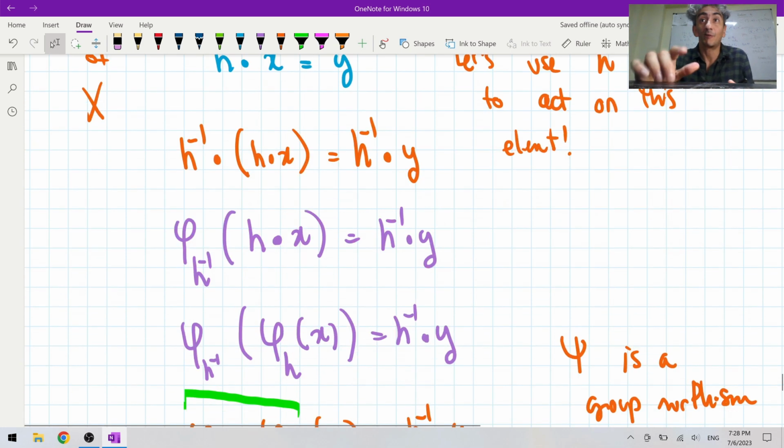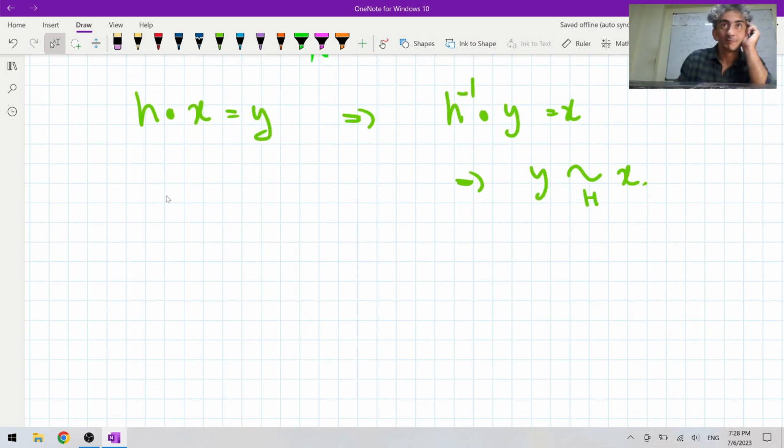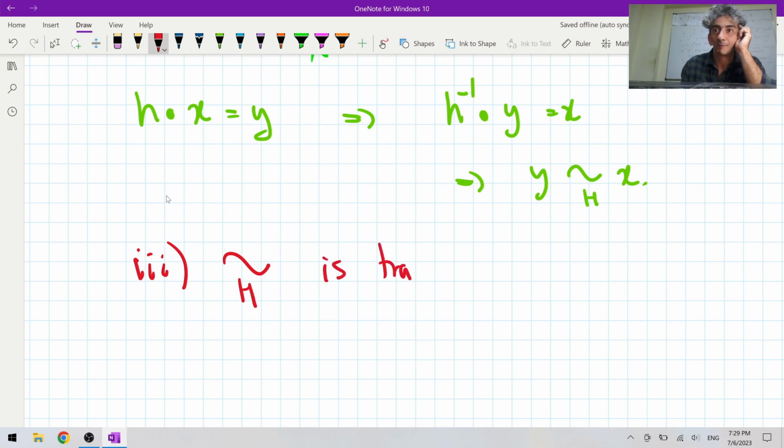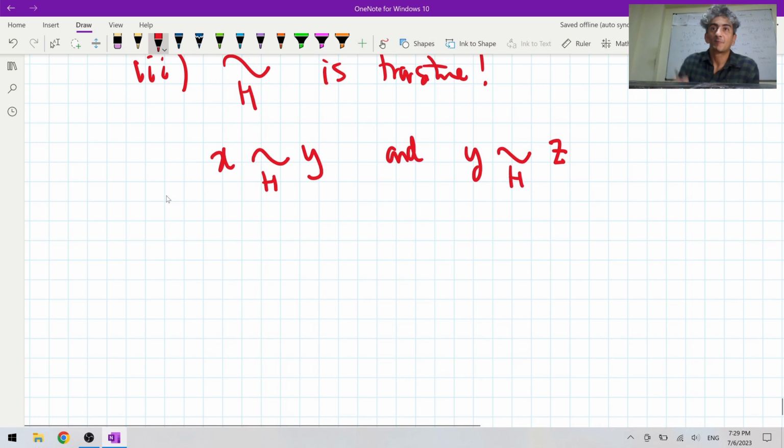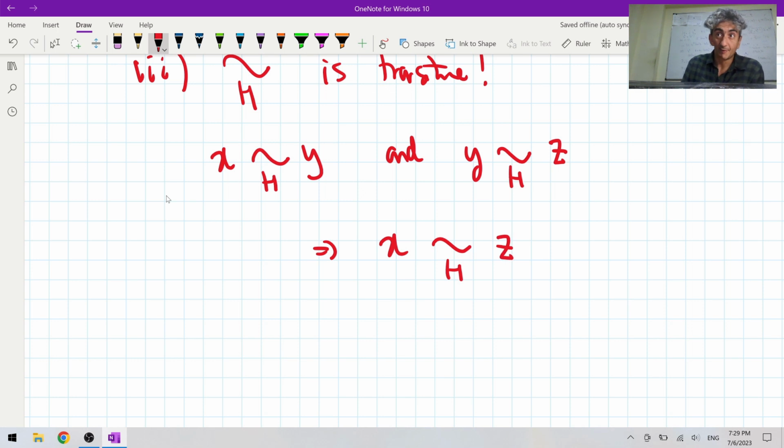All right? And lastly, 3, this relation is transitive. Suppose that X is related to Y, and Y is related to Z. Then we need to show that X is related to Z. And this is simple.